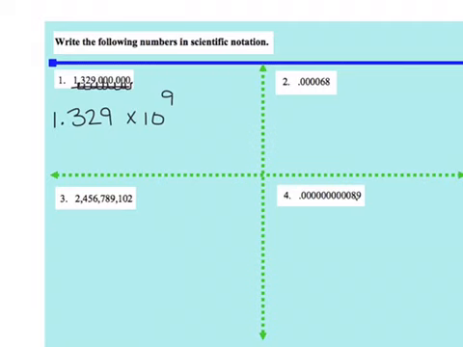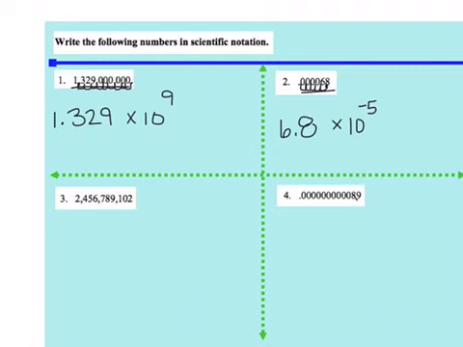Let's look at number 2 here. I know that I need this to be a number between 1 and 10, so I'm going to make it a 6.8. Now I moved it here and I want to see how I can get it back to where it started. I'm going to move it 1, 2, 3, 4, 5. So I know I have a times 10. And because I moved that the negative direction, my power needs to be a negative number.